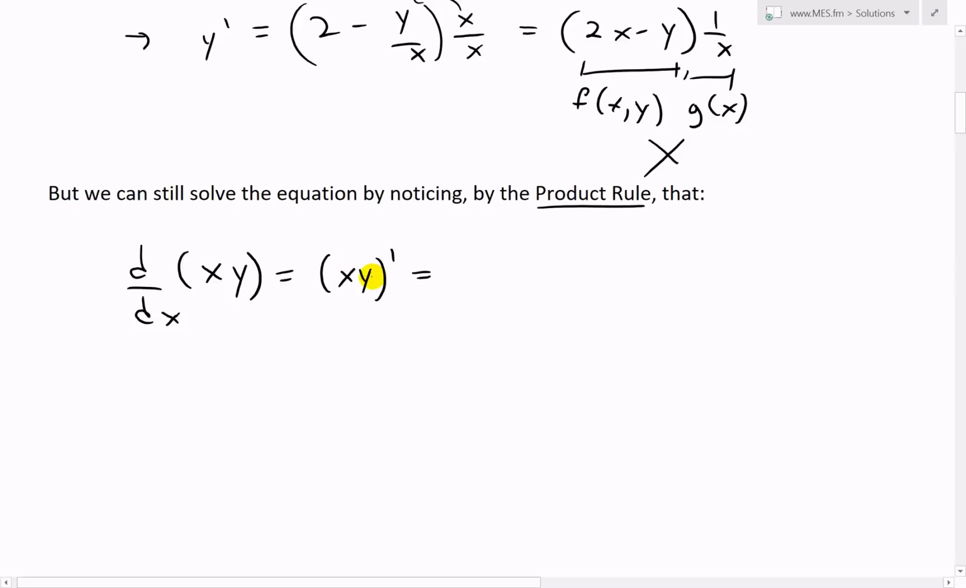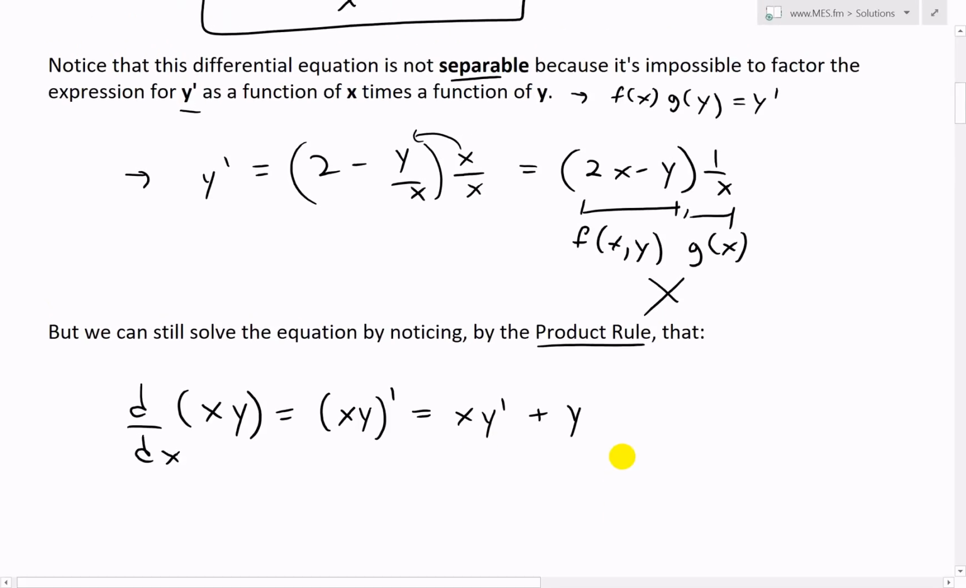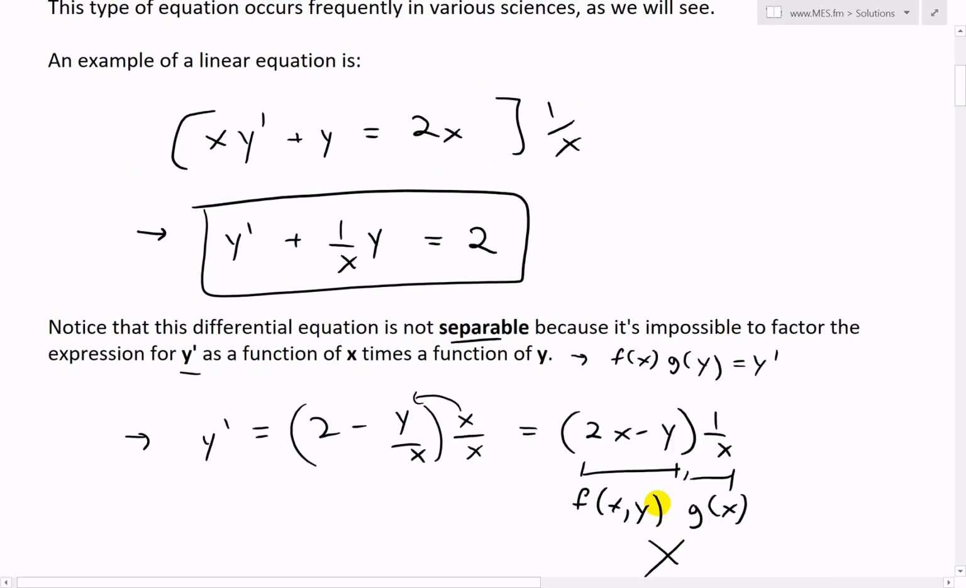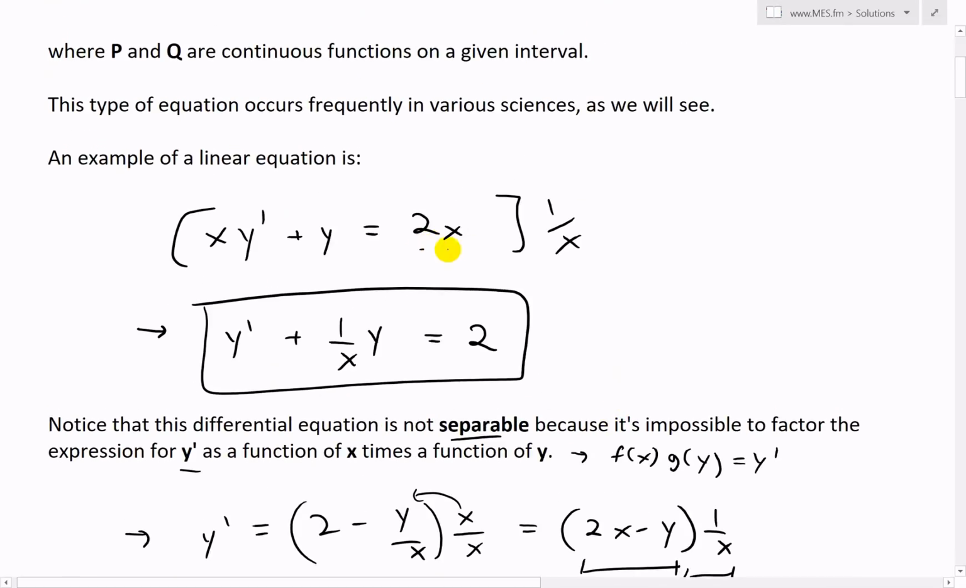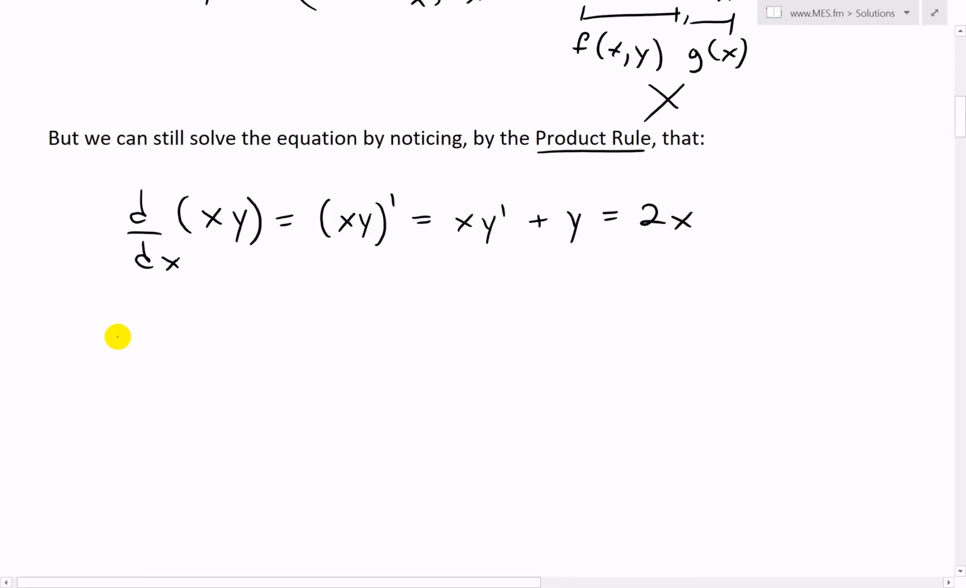Then times by y, but first we'll do the derivative of y. So the derivative of xy is x y prime, plus, by the product rule, the derivative of x is 1, and then we just add the y there. Notice here the derivative of xy is equal to xy prime plus y, which is 2x. In other words, what we get is xy prime is equal to 2x.